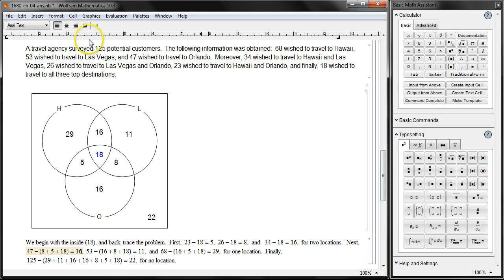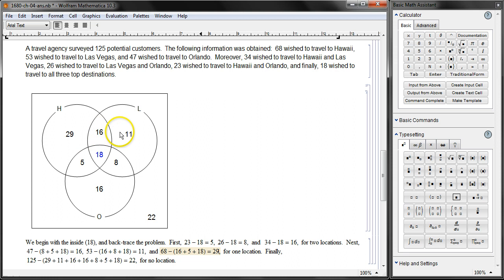Further backtracing, we have 53 people who wish to travel to Las Vegas. 53 should be shared by this entire circle here in L, and 16, 18, 8, those are already there. So subtracting these away from 53, we get 11. That's how we get 11 there. Similar consideration yields 29. Those people listed only Hawaii out of those top destinations.